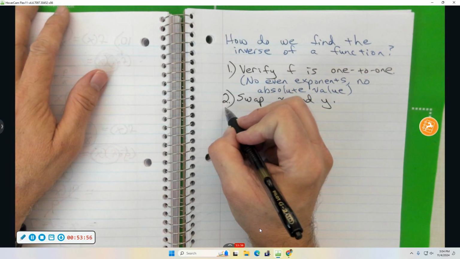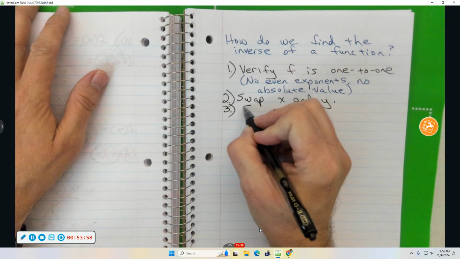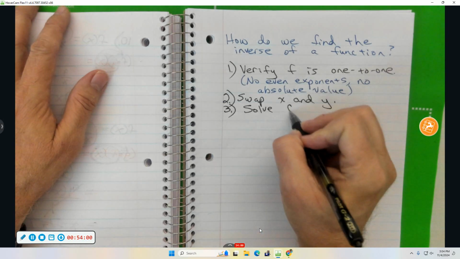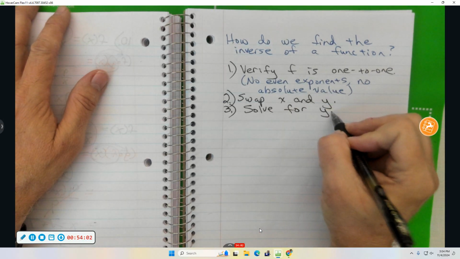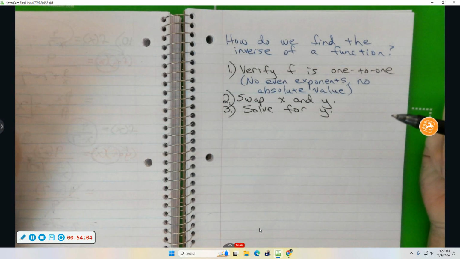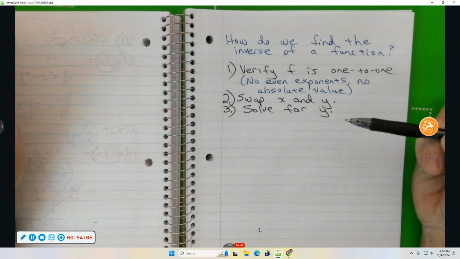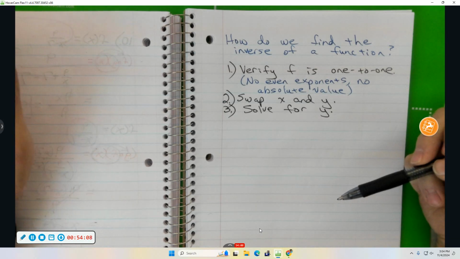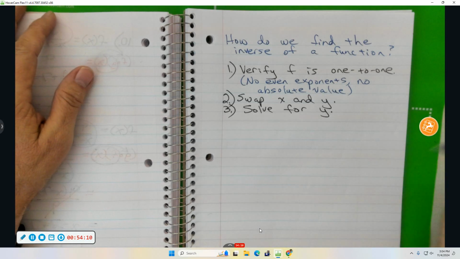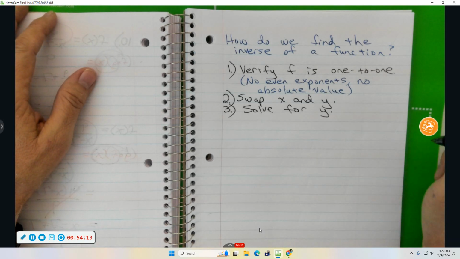So the next step, solve for the new y. Once you do step 3, you'll have y equals, you have y on one side and something else on the other side. The something else is the answer.